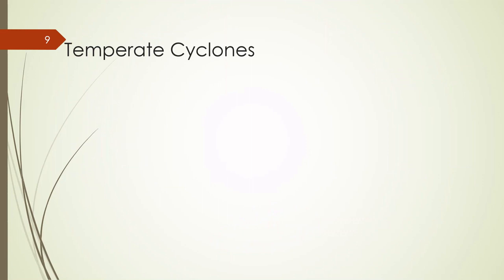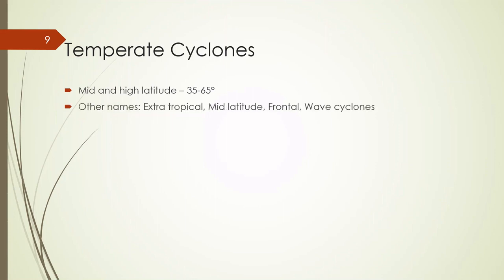Okay, the next topic that we are going to discuss is about temperate cyclones. Temperate cyclones are actually mid-latitude cyclones which form between 35 to 65 degree latitudes. The other names for temperate cyclones are extratropical, mid-latitude, frontal and wave cyclones. Extratropical because they are formed outside the tropical areas, and mid-latitude because they form in the mid and high latitude region. They are called frontal cyclones because the process for the formation of the cyclone is basically frontogenesis. That is why they have the name frontal cyclones.